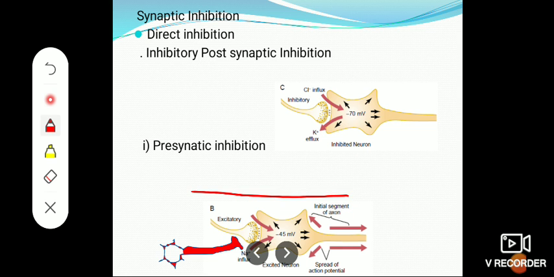It is very common, especially in the spinal cord at different places. So one is direct inhibition, where there is a release of inhibitory neurotransmitter at the synapse, and presynaptic inhibition means across the excitatory synapse there is a brake, a neuron which is inhibiting the release of excitatory neurotransmitter. So it is called one type of indirect inhibition.